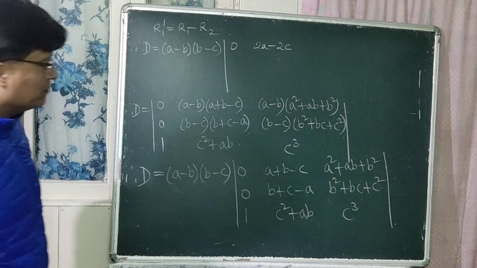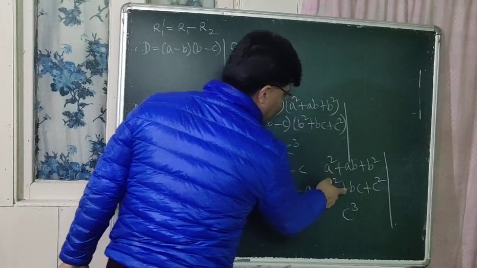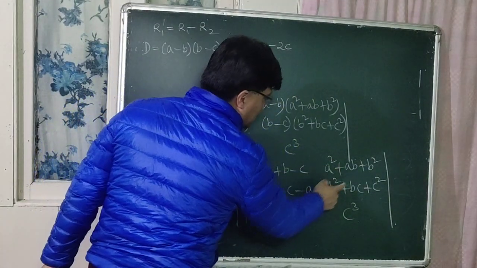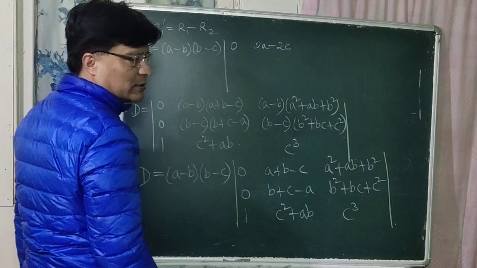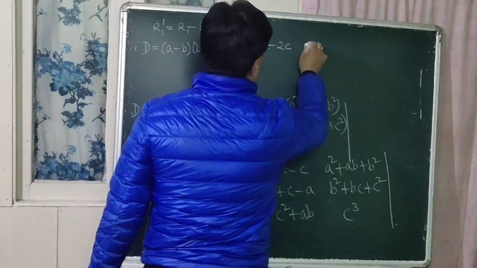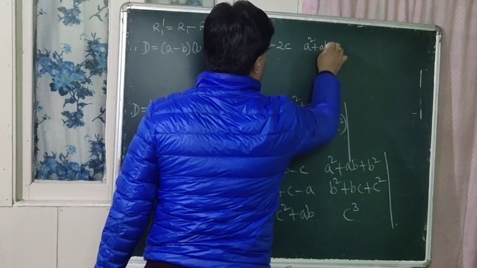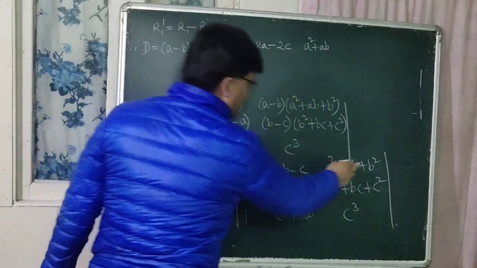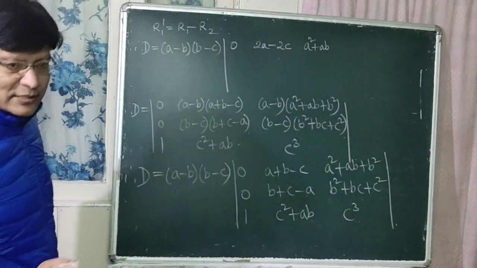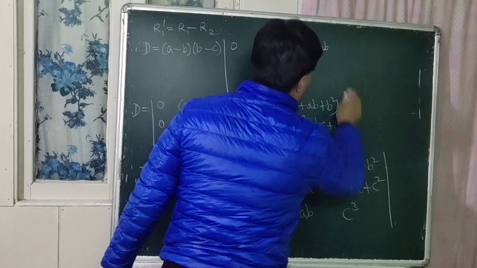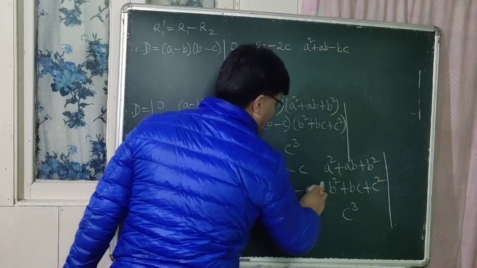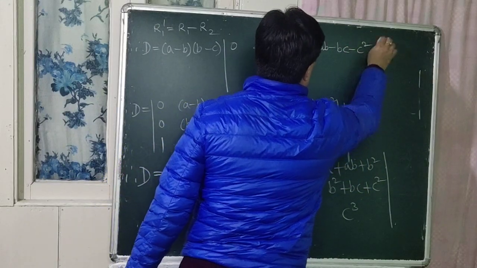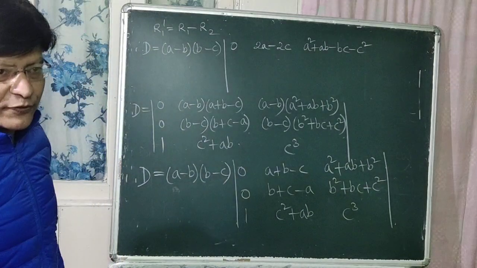ठीक छ हैन? फेरि this minus this term minus this term, B square gets cancelled. So what do we get? A square plus AB, right? B square minus B square gets cancelled. So minus 2 plus minus BC, then minus 2 plus minus C square. Is that clear to all of you?